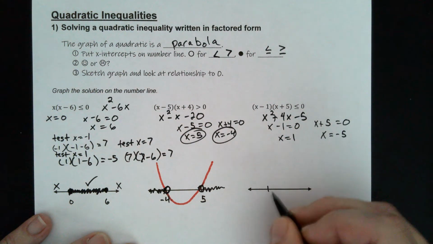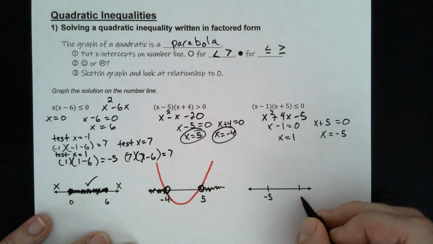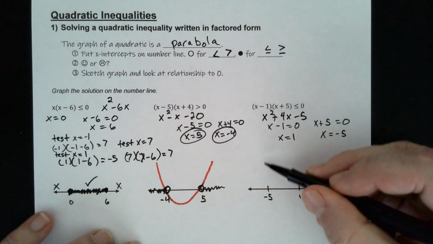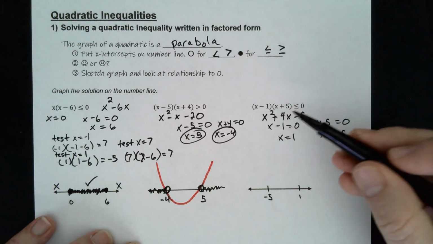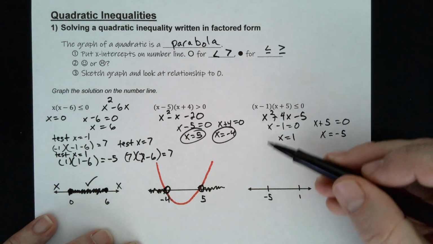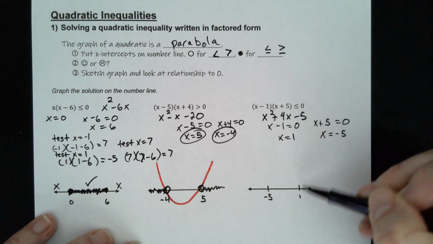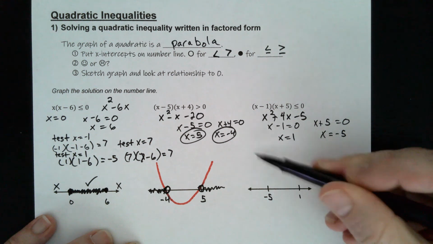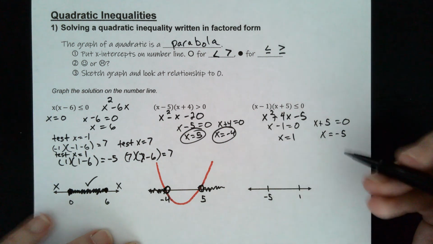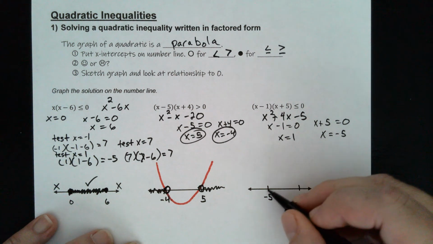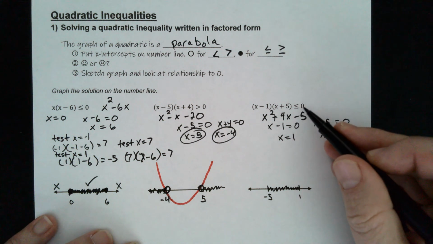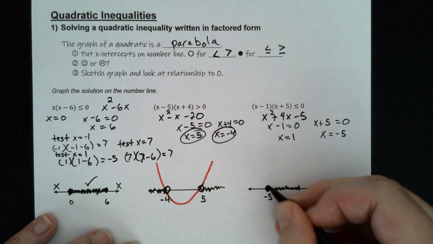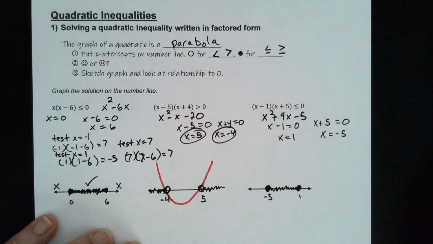So we've got one here at negative 5, and we've got one here at 1. And we know the parabola is going to look like this. It's opening upward. It's hitting these two spots. And it's asking us where is it less than or equal to 0. So if you think about the parabola, it's going to be below the line in between them. It's going to be above the line on these outside parts. So we know that it's less than or equal to 0 in between those two. And since it says less than or equal, we put a solid dot on each one of those. Okay.